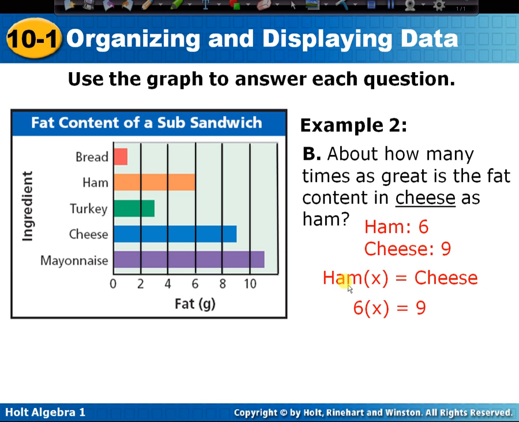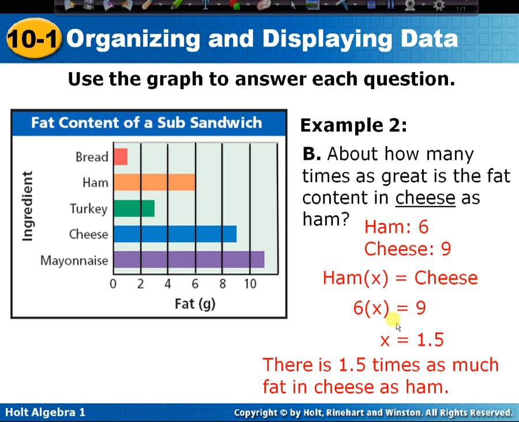Ham was 6, so we're substituting in a 6 for ham. Cheese was 9, so we're substituting in a 9 for cheese. This one's not quite as cut and dried as the last one, where our x was pretty much already solved for. So we're going to have to solve for x here by dividing both sides by 6, which is going to give us that x equals 1.5. So in words, and I want you to write the words here because you've got room, there is 1.5 times as much fat in cheese as ham. Make sure that you have that down. There is 1.5 times as much fat in cheese as ham.